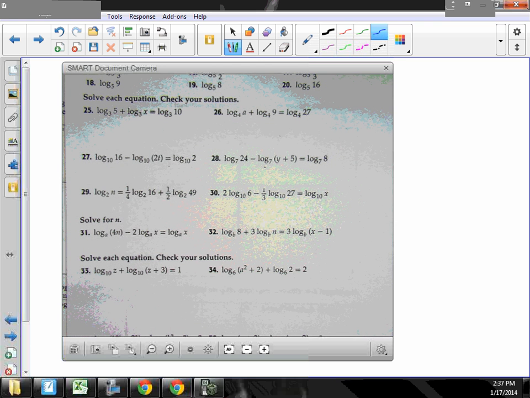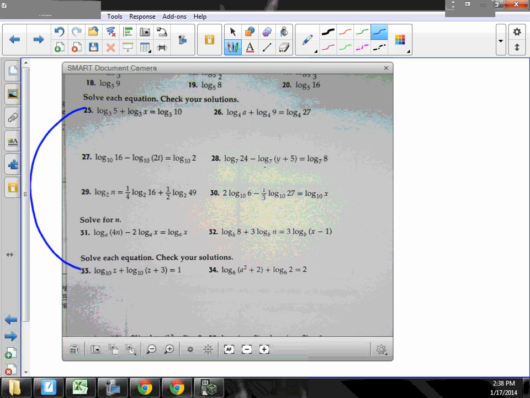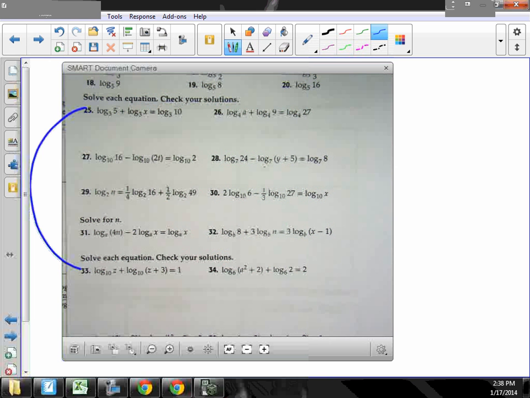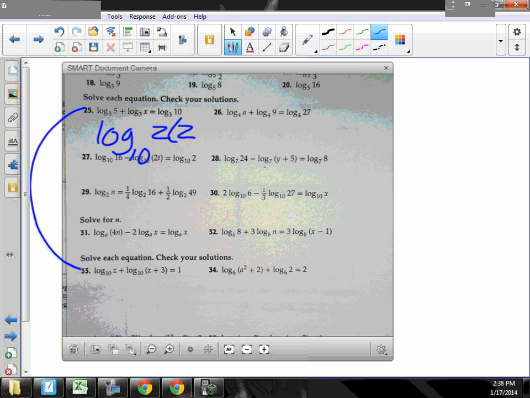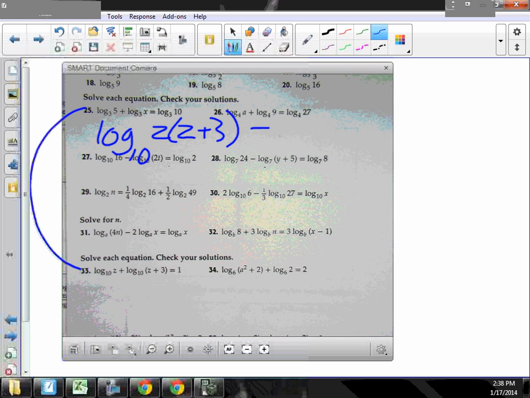Well, something tricky happens. So look down at number 33. There's a big difference between 25 and 33. Do you notice the difference? Well, I can still combine it. So let's combine the left side. Log base 10 of z times z plus 3 equals 1. What's the difference here?